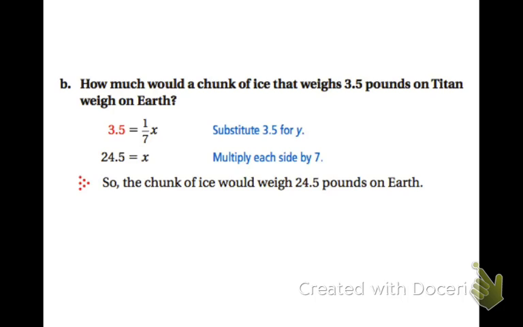So how much would a chunk of ice that weighs 3.5 pounds on Titan weigh on Earth? If you substitute in the 3.5 for y, because that's what the pounds on Titan would be, and we're solving for x, remember that 1/7 times its reciprocal is equal to 1, so multiply both sides by 7, basically. That'll cancel the 7s. So times 7 will give you 24.5 pounds on Earth. All right, so it's going to be a lot of keeping track and understanding which one is the independent variable, which one is the dependent variable.